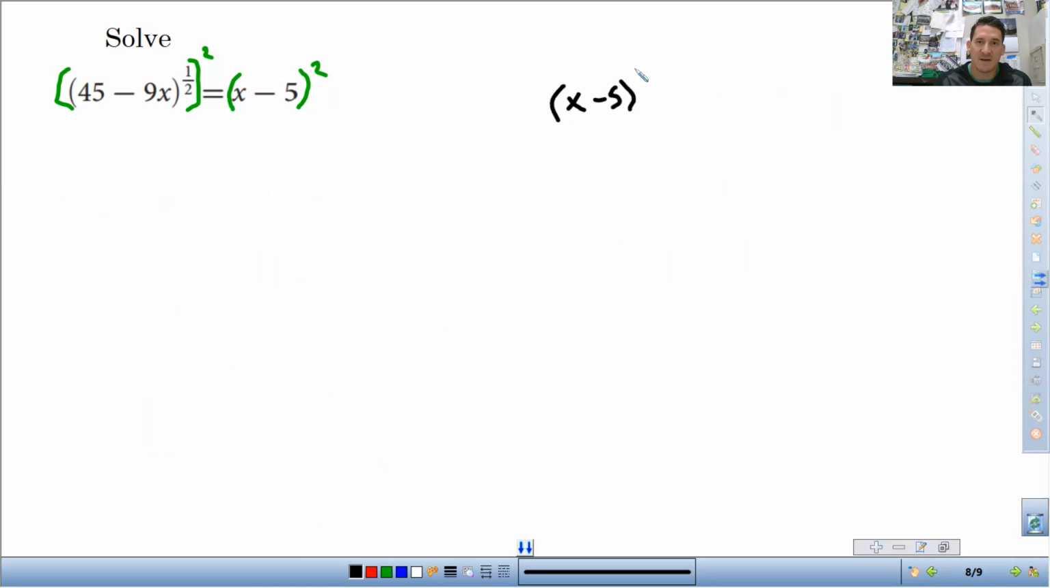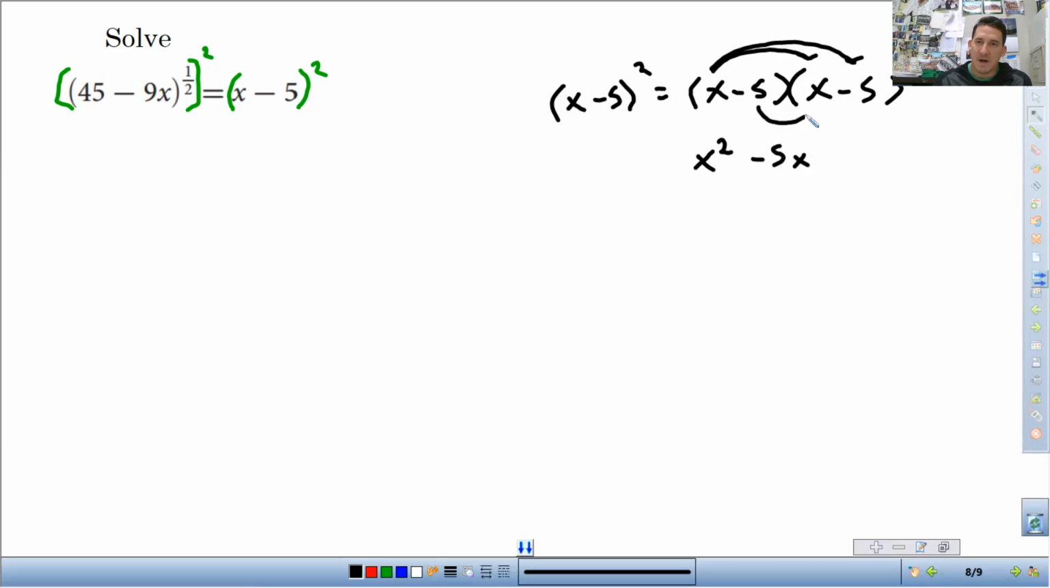So x minus 5 squared is equal to x minus 5 times x minus 5. Distribute the x, so x times x is x squared. X times minus 5 is minus 5x. Minus 5 times x, I'm going to line it up underneath. So minus 5x, and then minus 5 times minus 5 is plus 25. So when it's all done, you get x squared minus 10x plus 25.